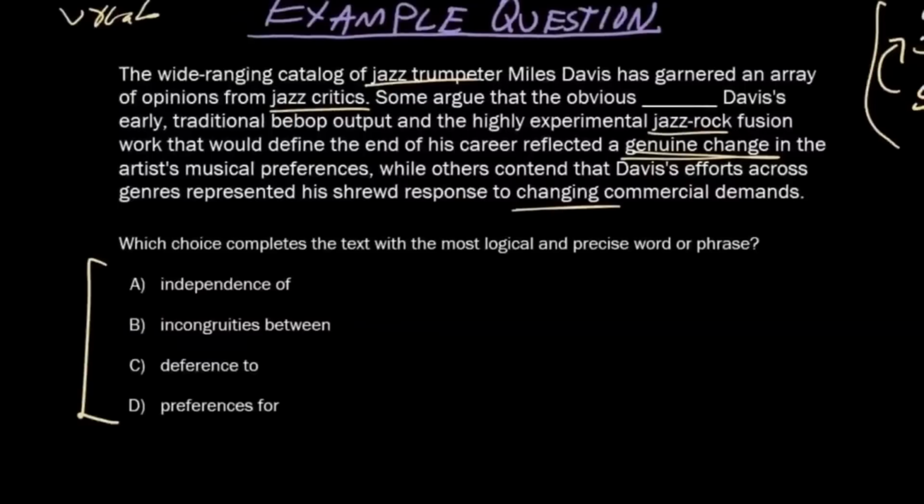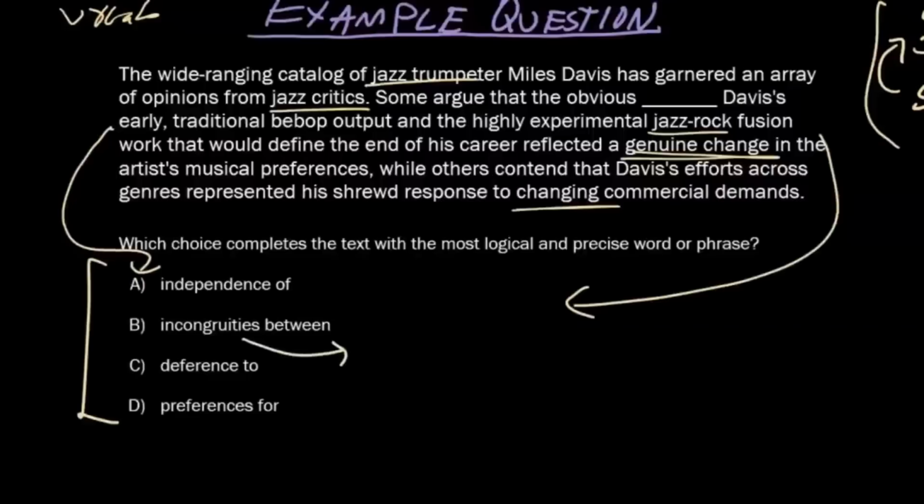Some argue that the obvious independence of early traditional bebop output and the highly experimental jazz rock fusion work that would define the end of his career reflected a genuine change. Well, independence of doesn't really make sense. Sure, this might be independent, but that doesn't really relate to this part here, okay? Incongruities between. If you don't know this word, let's just say we skip it for now, okay? What it means is differences.